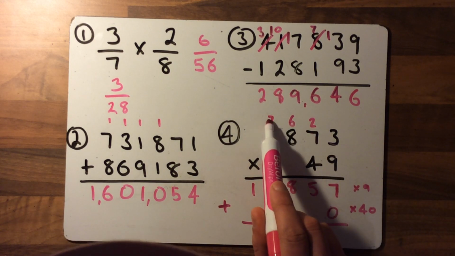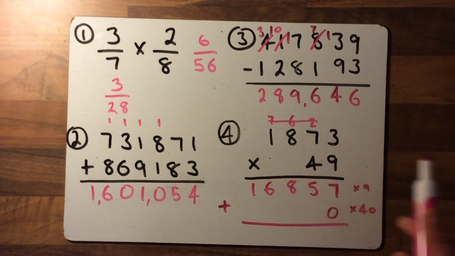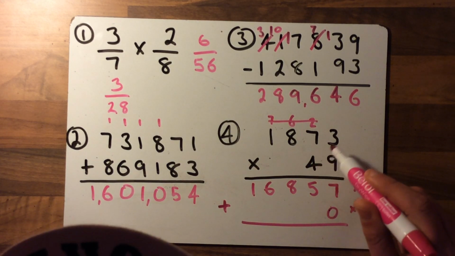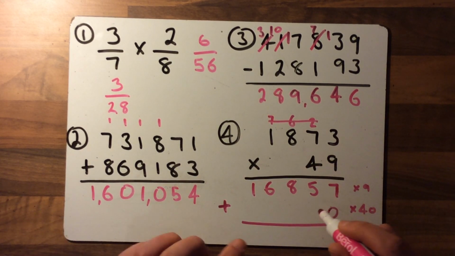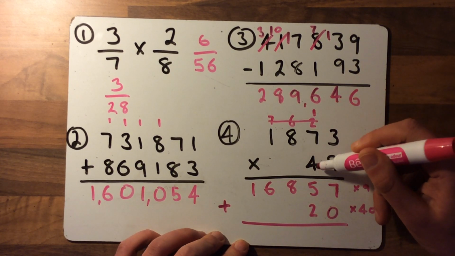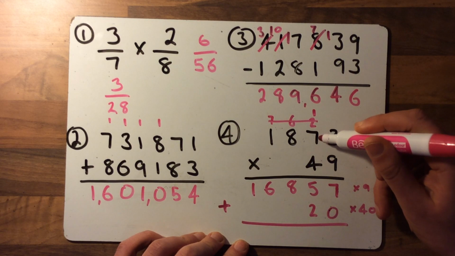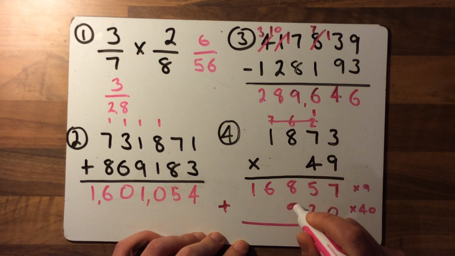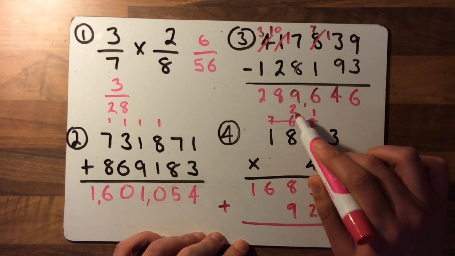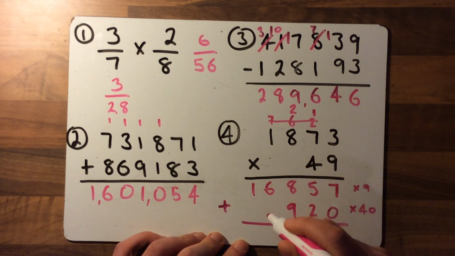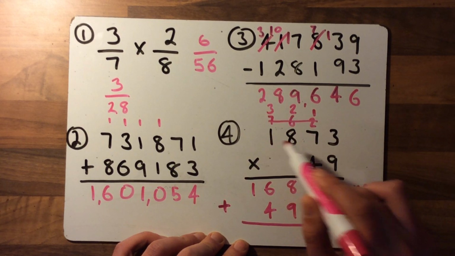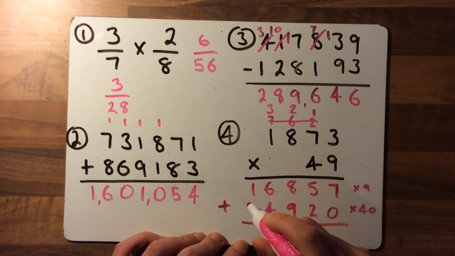So we can cross these out because we've used them now, or you could rub them out, and then we can multiply these. So we do 4 times 3 now, which is 12, so the 2 goes here, the 1 goes over in the next column. Then we do 4 times 7, which is 28, add the 1 is 29. 4 times 8, which is 32, add the 2 on is 34. And then finally 4 times 1 is 4, add the 3 is 7.